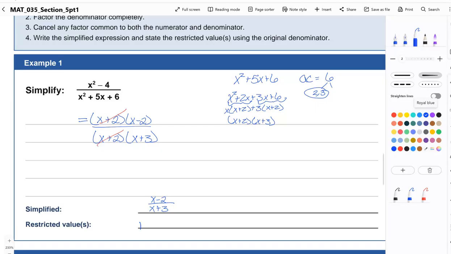And if I think about domain, what kind of things can I not plug in? I'm going back to the original. I have x plus 2 in the denominator in the original, and I have x plus 3 in the denominator. So negative 2, these are issues. Negative 2 is a problem, and negative 3 is a problem. So x cannot be equal to negative 2 or negative 3.